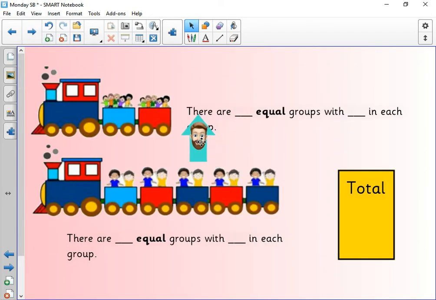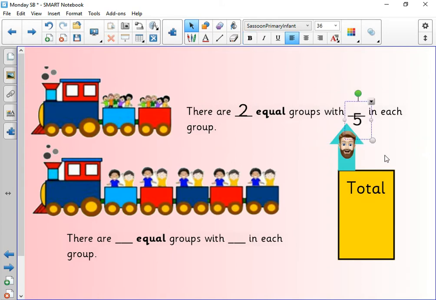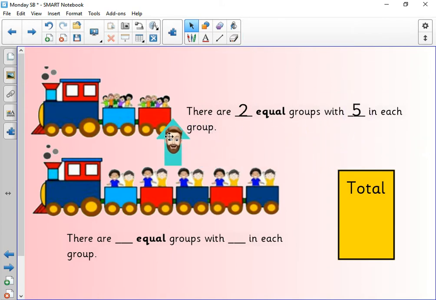Okay, what do we see here? So we've got our sentence stem again. There are equal groups with in each group. What do you see here? So our carriages are our equal groups. How many equal groups have I got? Yes, there are 2 equal groups with how many in each group? Let's have a check. 1, 2, 3, 4, 5 in each group. What's the total? How many children altogether? 10. I'm going to write that down here.